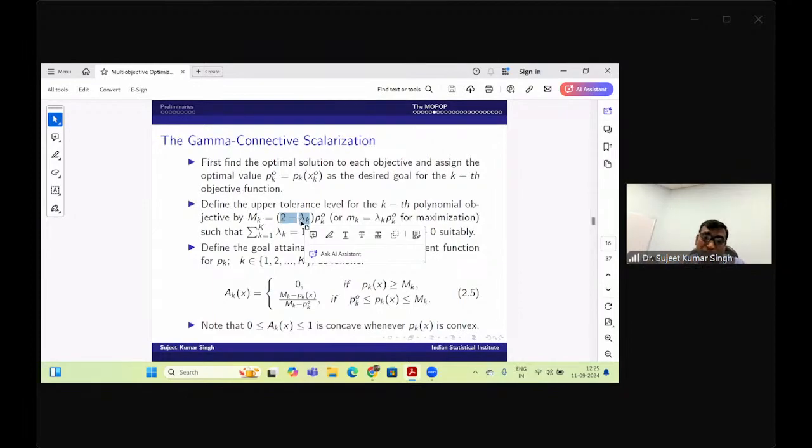But generally it is not 1. For example, if lambda k is 0.9, meaning the priority is high, then mk will be 1.1 times the optimal value. That means a little deviation is given on the upper side for the upper value. So the meaning here is that if some particular objective has high priority, then that objective is pushed towards the optimal value, because the upper value is very close to the optimum value. If you have a high value of lambda k, then mk is closer to pko.